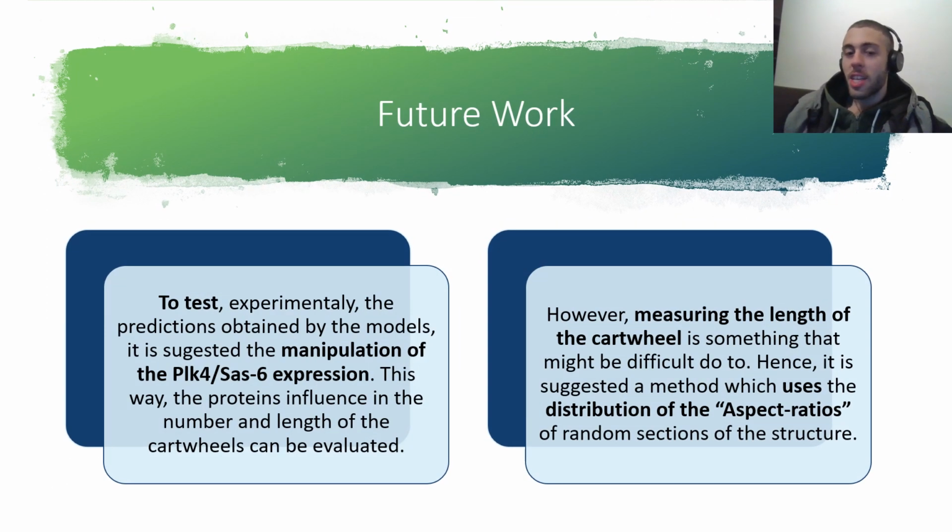To test experimentally the predictions obtained by the models, it is suggested the manipulation of the PLK4 and Cas6 expression. This way, the protein's influence in the length and the number of cartwheels can be evaluated. However, measuring the length of a cartwheel is something that might actually be difficult to do. Hence, it is suggested a method which uses the distribution of the aspect ratios of random sections of the structure, as the average aspect ratio can be used as an estimator, at least within a given range of values.